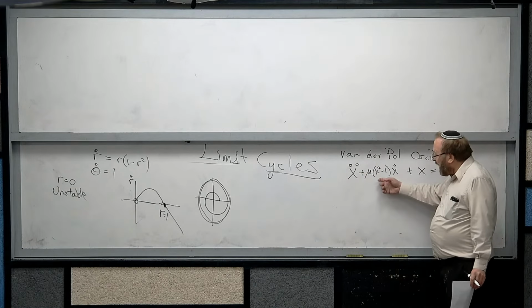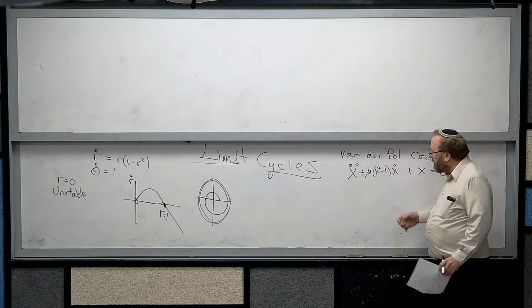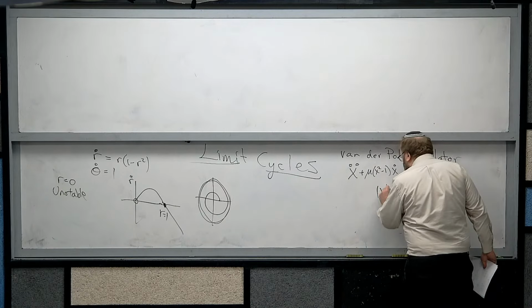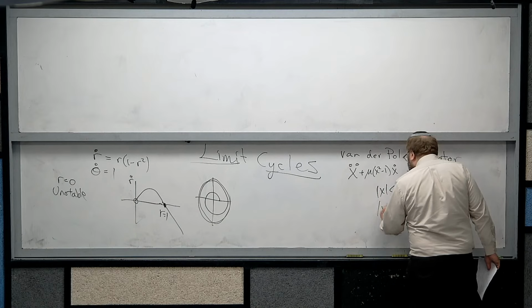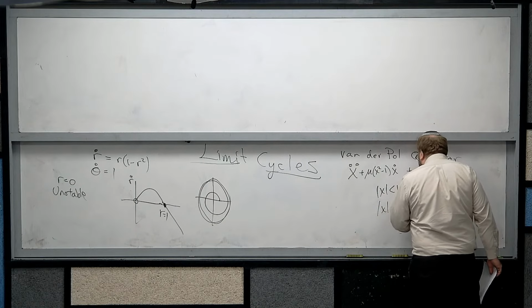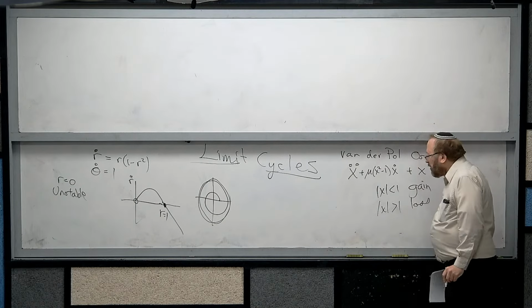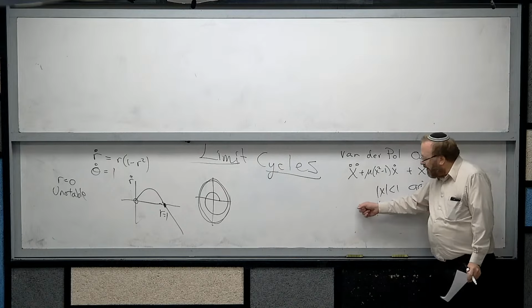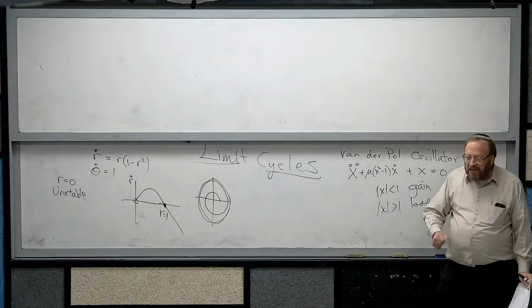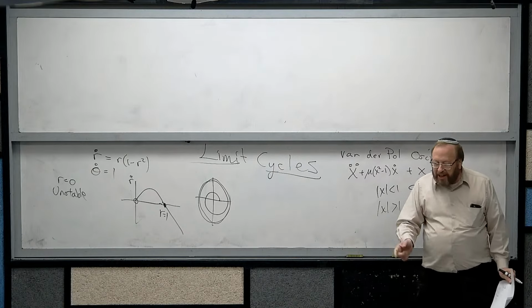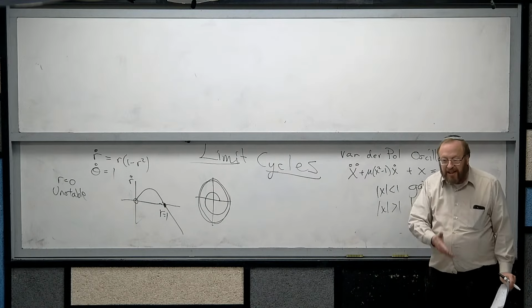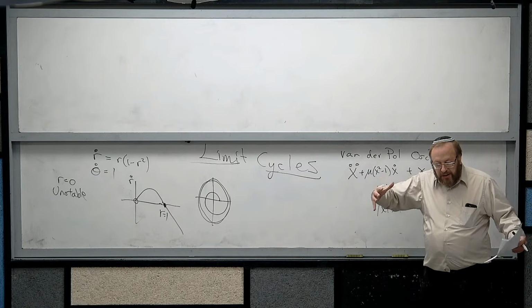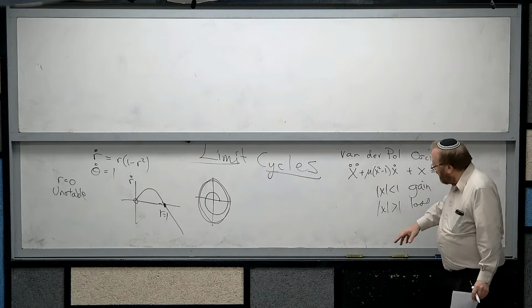So for small x's, when x is less than 1, then you have gain. And when x is greater than 1 in magnitude, then you have loss. So what happens is, if you start out with some small x, the system is a harmonic oscillator, it's rotating, right? But there's gain in the system, so the energy is going to increase. And the energy is going to keep increasing, so the radius is going to grow. The amplitude is proportional, right?